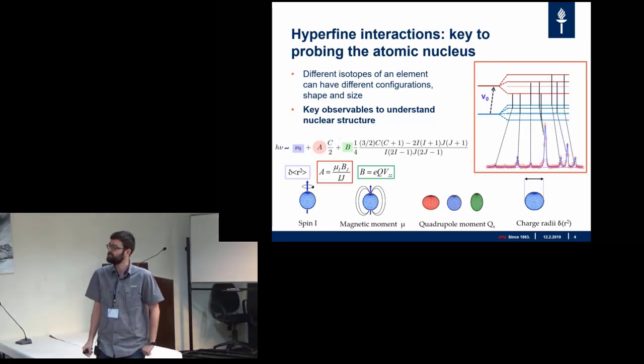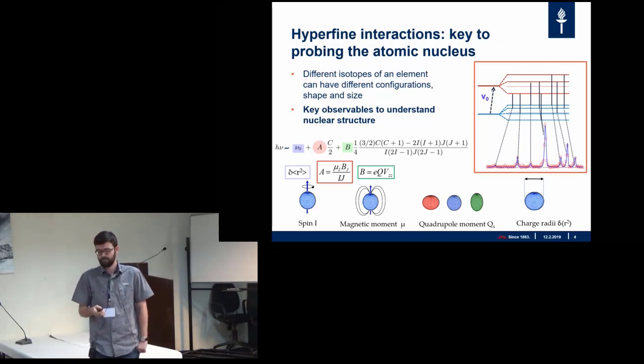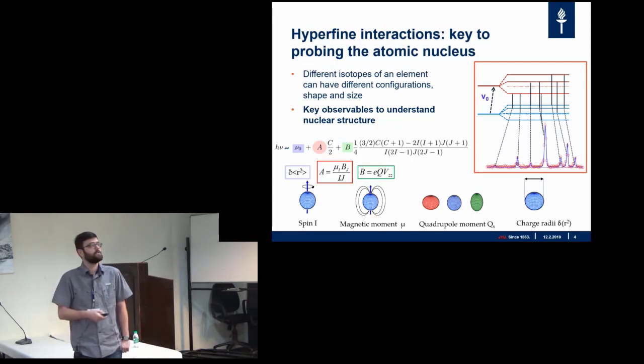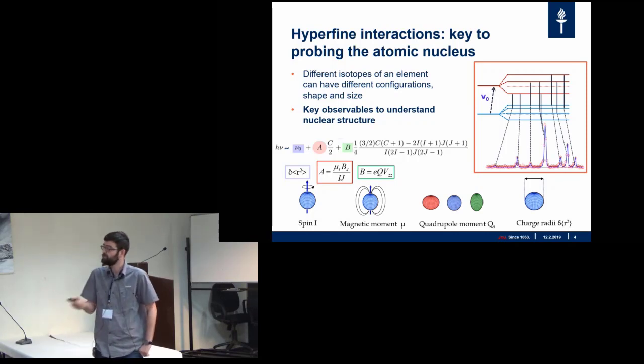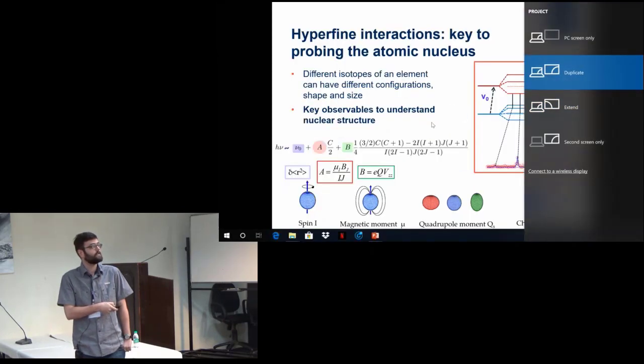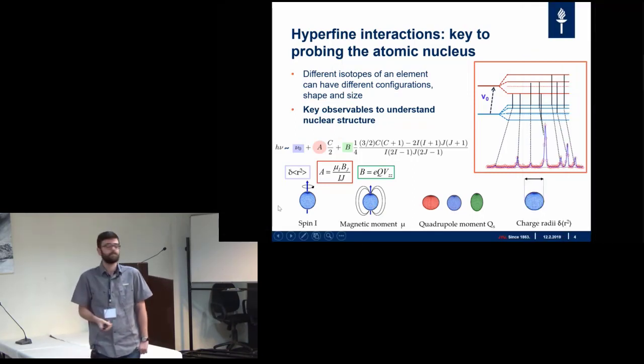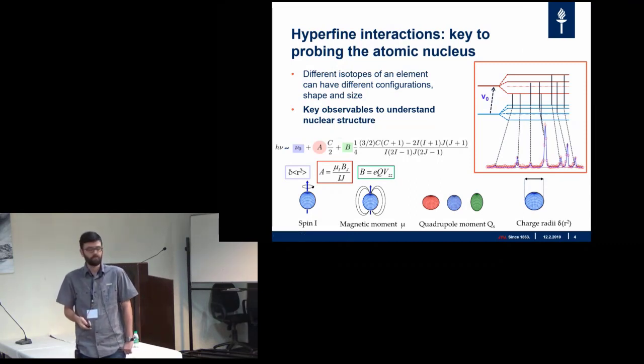For us, or for me at least, when you mention the name hyperfine interactions, I really see them as the key to probing the atomic nucleus. And specifically, what we want to measure is the hyperfine structure of a free atom or a free ion. Because of the coupling of the electron to the atomic nucleus, this hyperfine structure gives us a direct and model-independent way of measuring dipole moments, quadrupole moments, and in a sense also the size of the atom, the charge radius of the nuclear system.